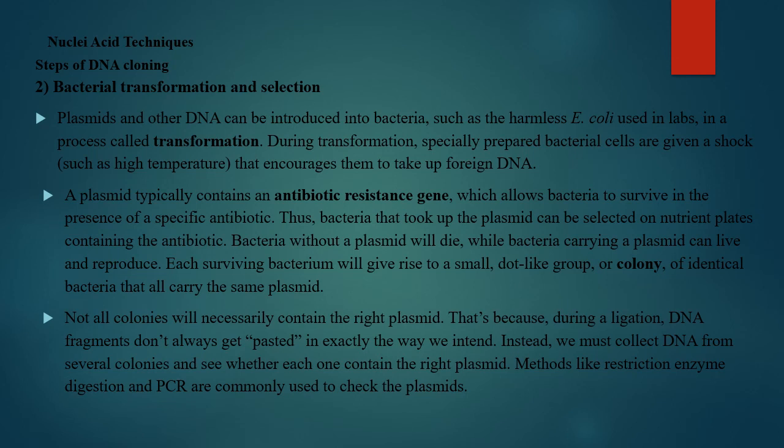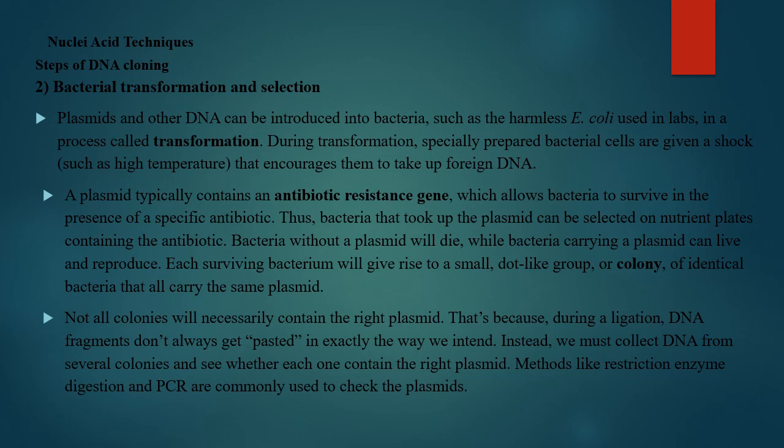A plasmid typically contains an antibiotic resistance gene, which allows bacteria to survive in the presence of a specific antibiotic. So that's what the plasmid does. It helps the bacteria sustain themselves in an antibiotic. Thus, bacteria that took up the plasmid can be selected on nutrient plates containing the antibiotic. Bacteria without the plasmid will die, while bacteria carrying the plasmid can live and reproduce.